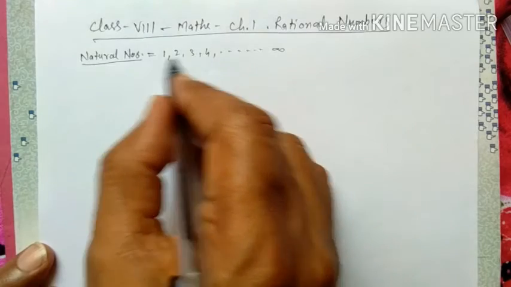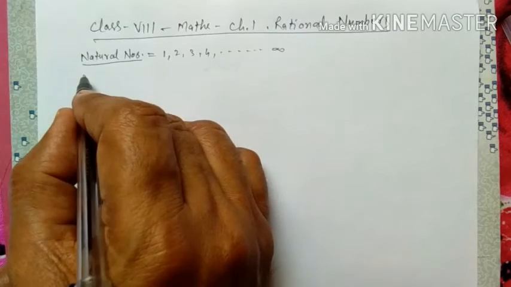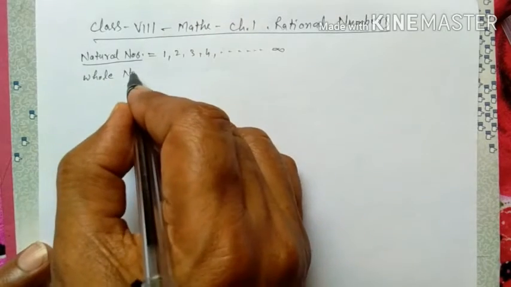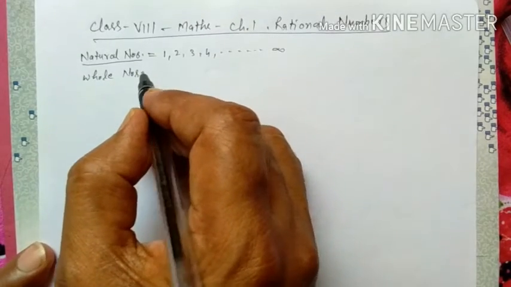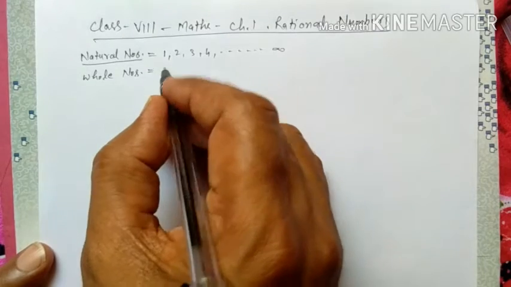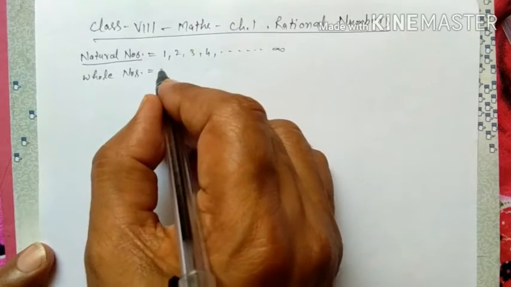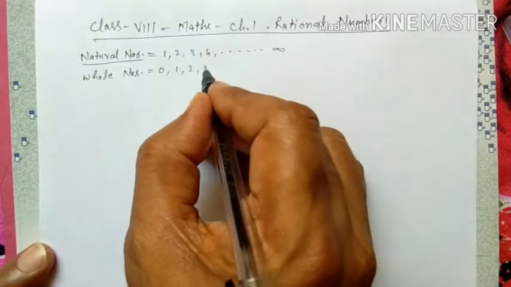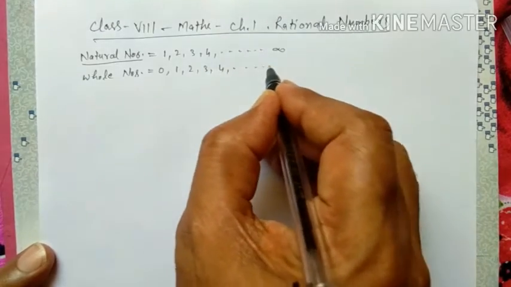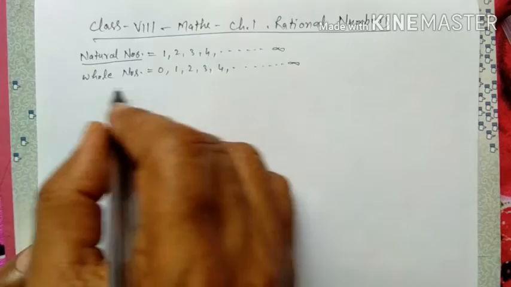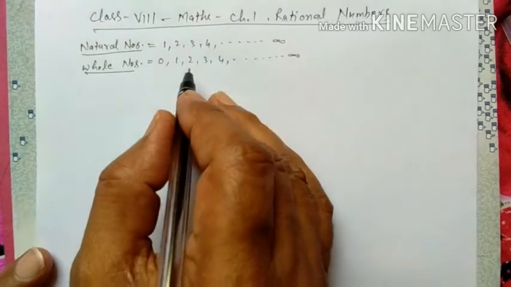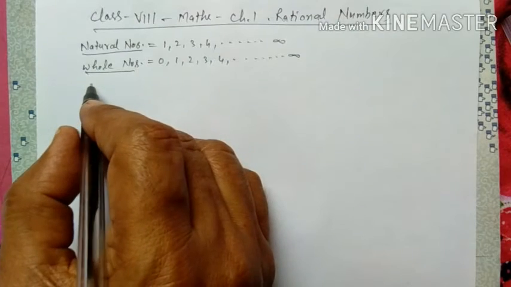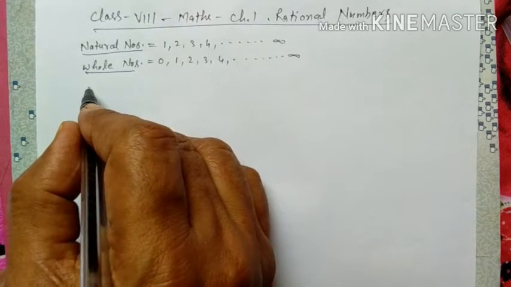When you include 0 in these numbers, you will get whole numbers. So whole numbers start from 0, 1, 2, 3, 4, and so on up to infinity. The smallest whole number is 0 and the greatest whole number is not defined. And third is integers.